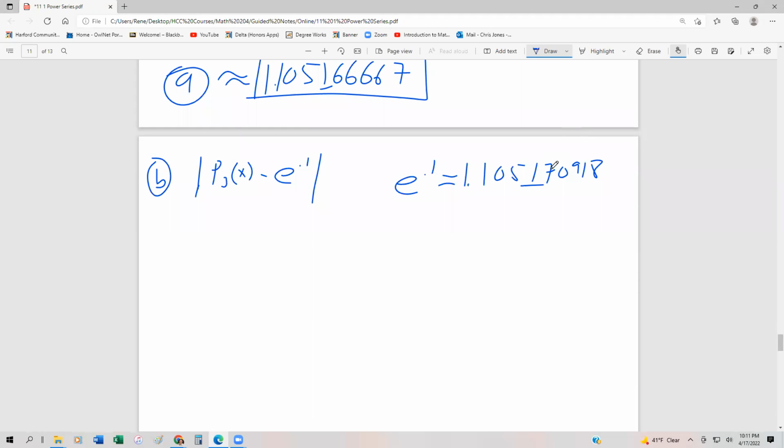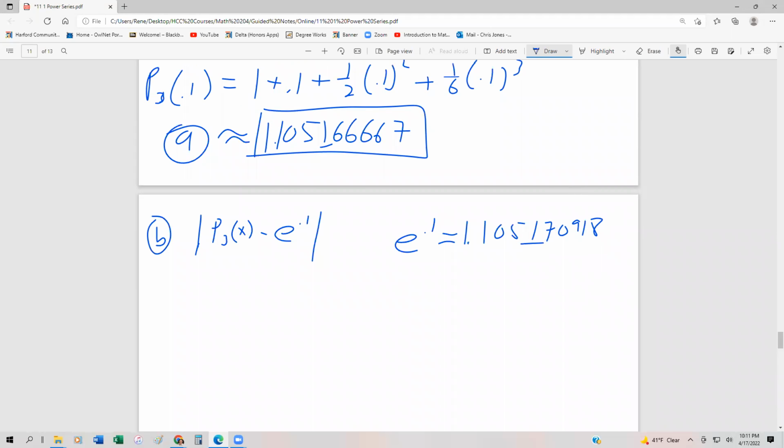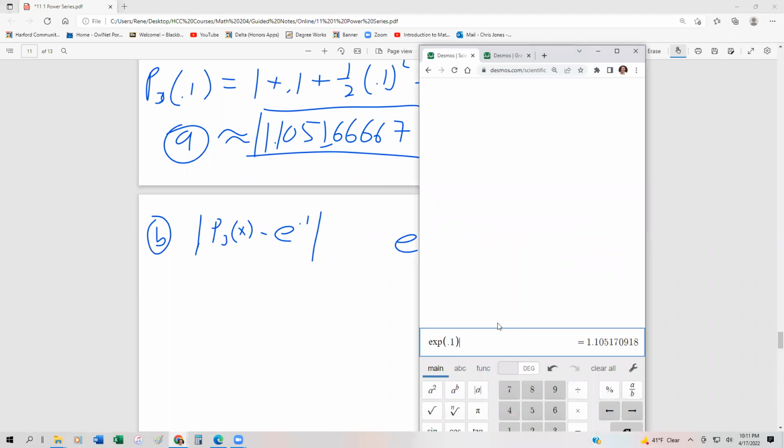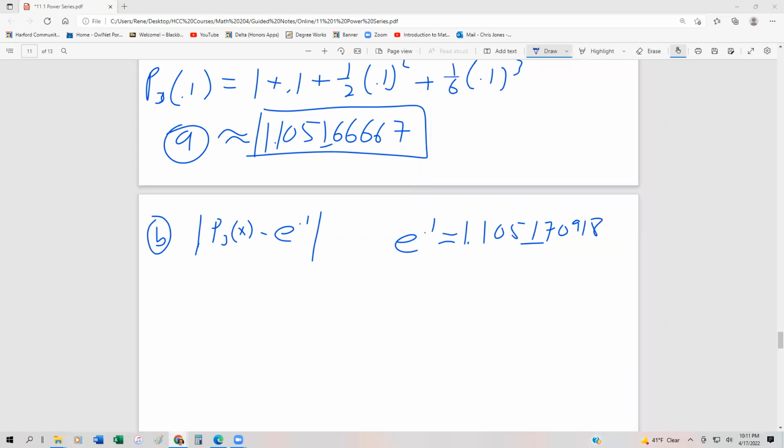Okay, so what I'm going to do is I'm going to subtract these in my calculator. Okay, so over here, let me clear this out, and I'm just going to take the absolute value of 1.105166667 minus exp of 0.1, and there we are. So it gives us an error of 4.251 times 10 to the negative 6.